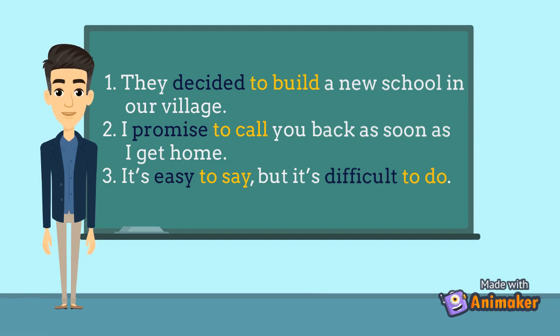Let's look at the last sentence. It's easy to say, but it's difficult to do. If we look at this sentence we can see two infinitives which are to say and to do. And before these infinitives, we have two adjectives, easy and difficult.